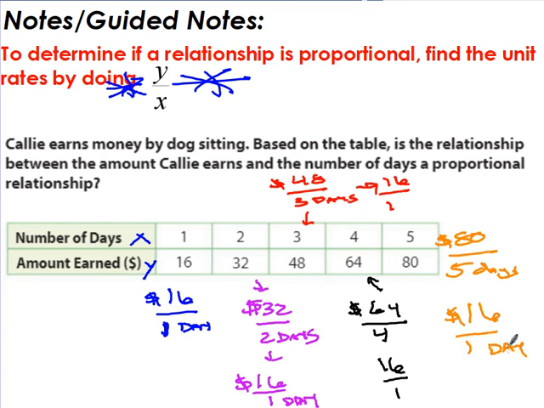So that means that Callie never changes her rate. She has a constant rate of change. Her rate, no matter what, is $16 per day, no matter if she dog sits for 1 day or for 5 straight days. So that means this is a proportional relationship because the cost stays the same. It never changes. Every single time I did y divided by x, I got 16. As soon as I don't get 16, as soon as I get something that's different, it's no longer a proportional relationship. But yes, this is proportional.